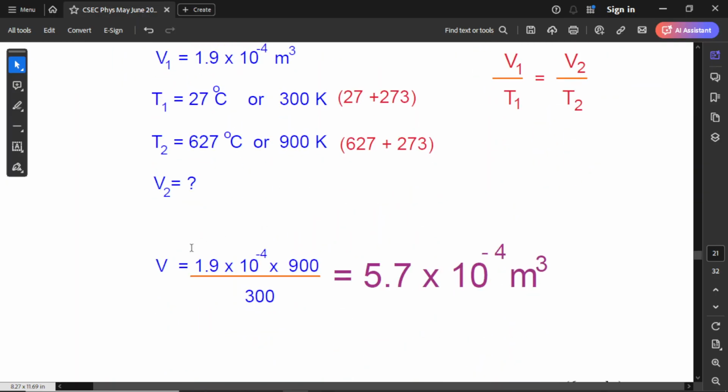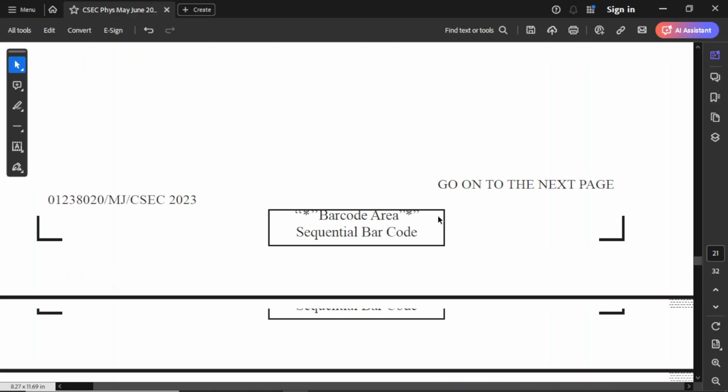And so therefore to find our V2, we're going to have 1.9 times 10 to the minus 4 times 900 divided by 300. And our answer here should be 5.7 times 10 to the minus 4 meters cube. All right, that ends that question.